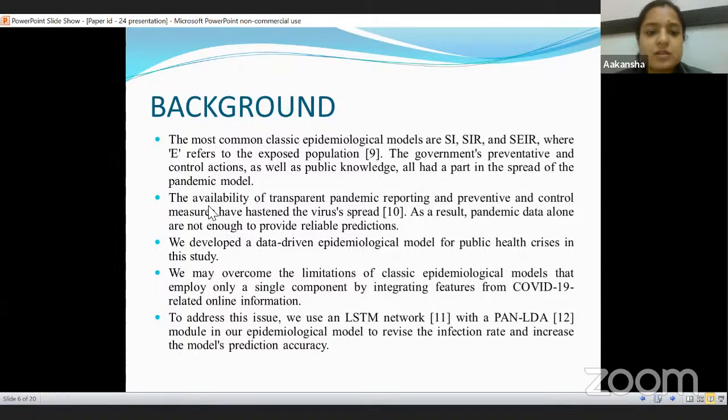So we have considered that the availability of transparent pandemic reporting and the prevention and control measures may have an impact on the virus spread. Therefore, we have developed a data-driven epidemic model for the public health crisis. In this way, we have overcome the limitation of the traditional epidemic models that only employ the single component of considering the historical cases. In our model, we have integrated the features from the COVID-19 related online information along with the historical cases.